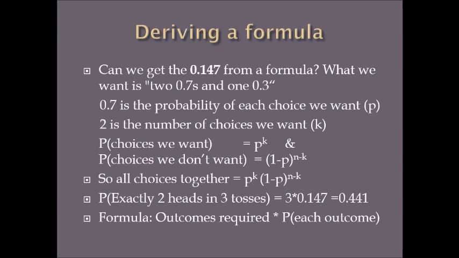Now we can get the formula for binomial distribution, which can be given by outcomes required into probability of each outcome. So it equals combination of n comma k into p raised to the power k into 1 minus p raised to the power n minus k.